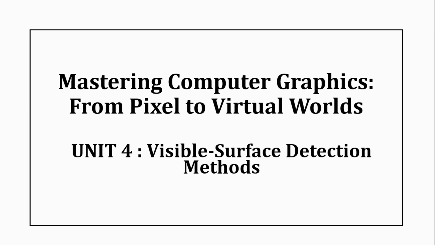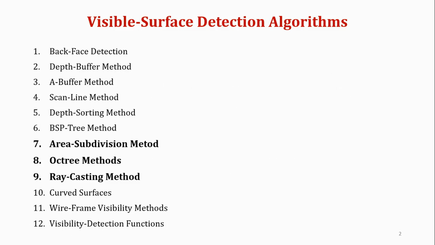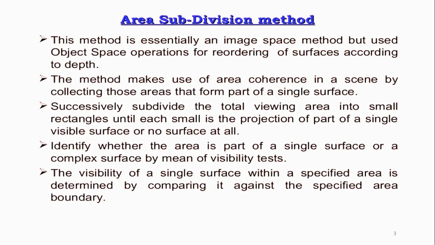In the last session, we studied the scanline method, depth sorting method, and BSP tree method. In this session, we'll be discussing the area subdivision method, octree method, and raycasting method. These methods are widely used in computer graphics for efficiently determining which surfaces are visible to the viewer or not. So let's start.